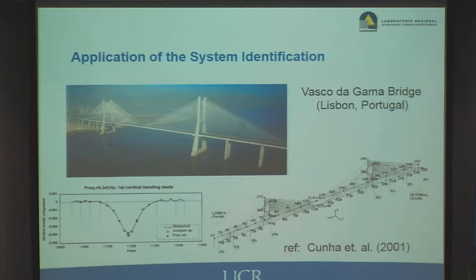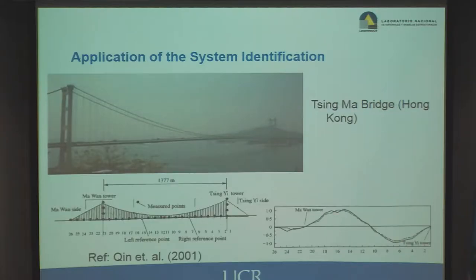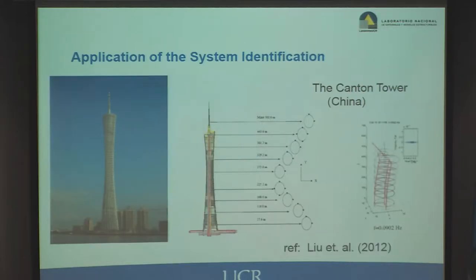Okay, some examples of application of this system. The first one is in Lisbon, Portugal. You can see the bridge, the sensor distribution, and the results of the first vertical bending mode. And this is a bridge in Hong Kong. You can also see the sensor distribution and one mode shape. And this is the Canton Tower in China. The results here are from the thesis of Professor Yi Cheng.